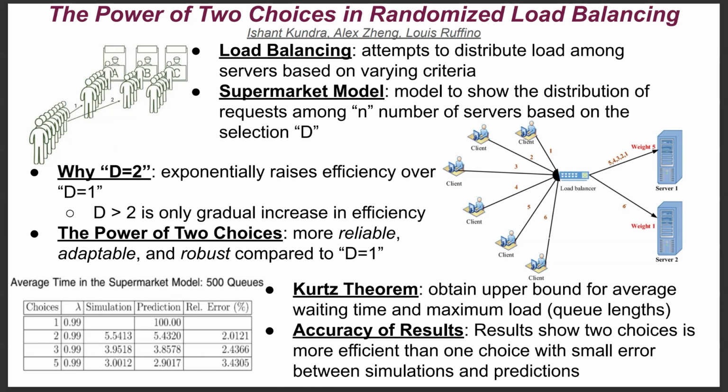In summary, the power of two choices, that being when you have two choices for random server selection over just one, is exponentially more efficient. The supermarket model is used to demonstrate this efficiency and test its results, which show that two choices indeed is better than one in the situations crafted.